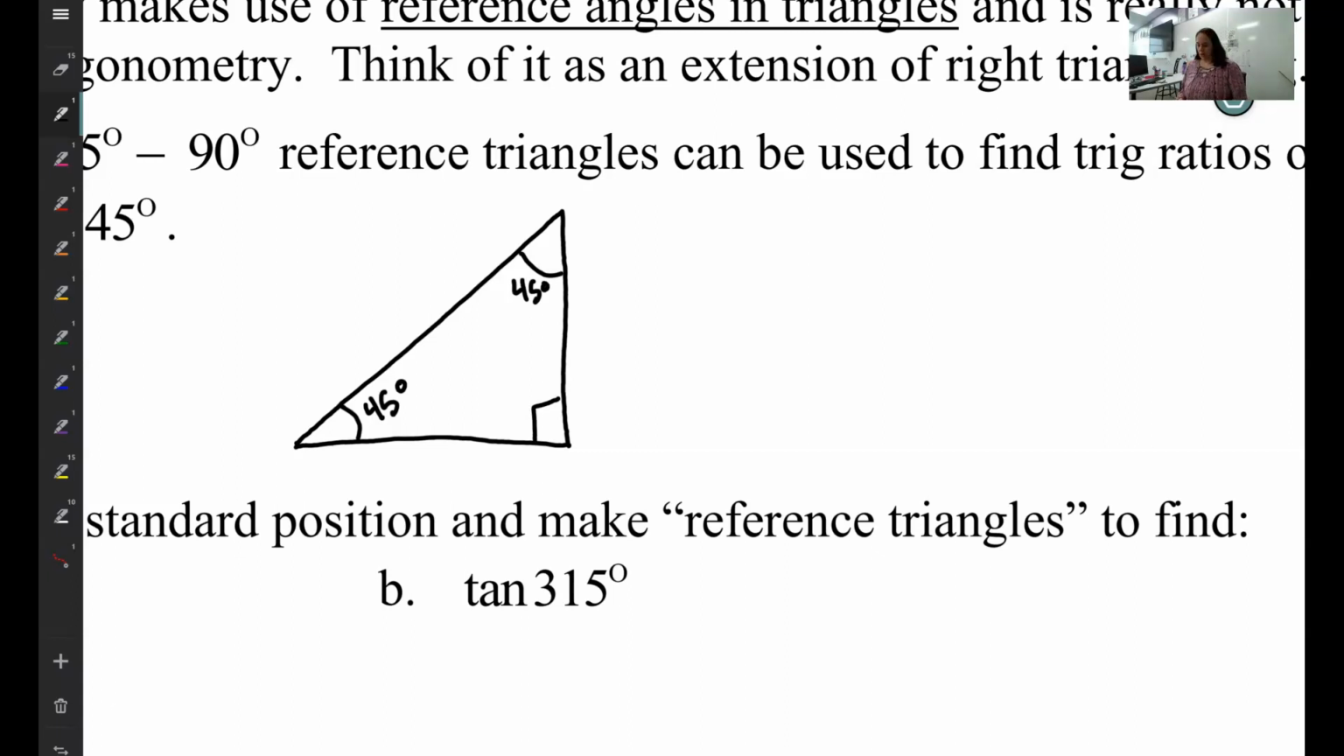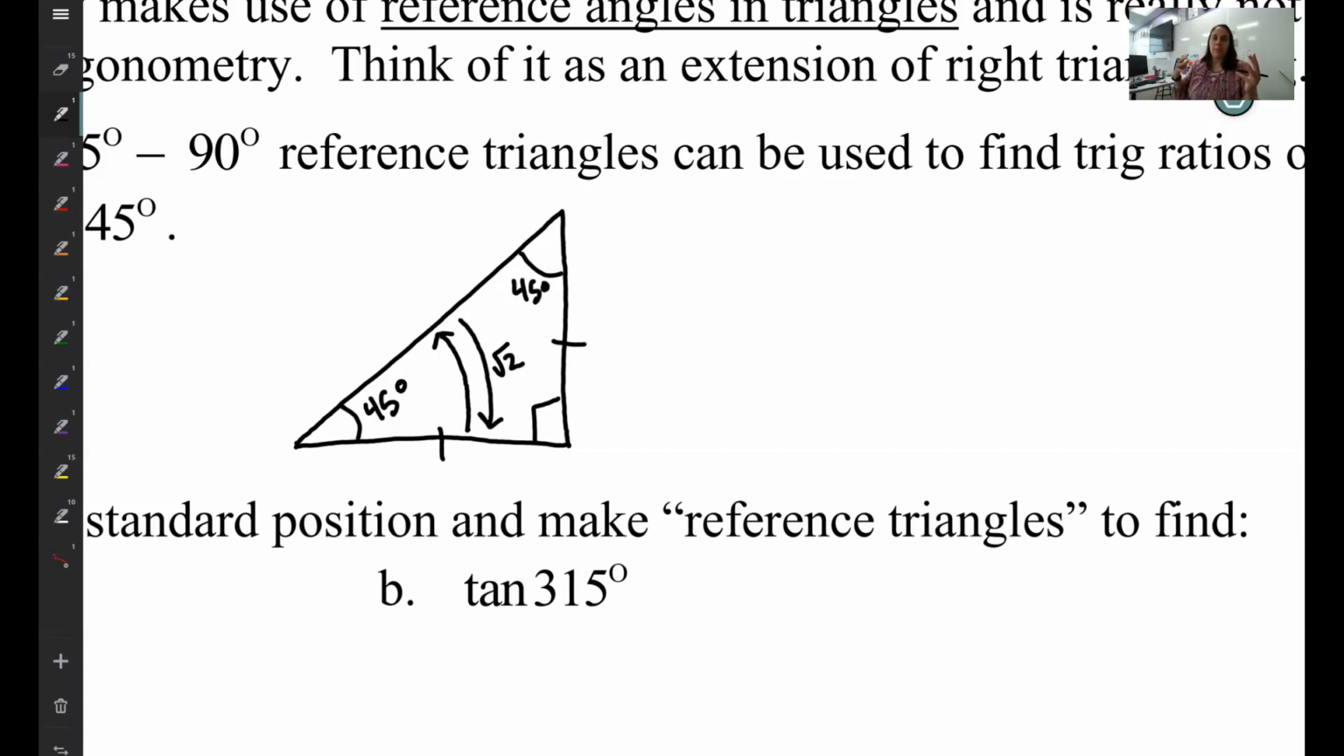90. First thing about this triangle, the legs are the same length because it's an isosceles triangle, because you have two angles that are the same. And for this one, how I used to teach these is the magic number for this one is square root of 2.